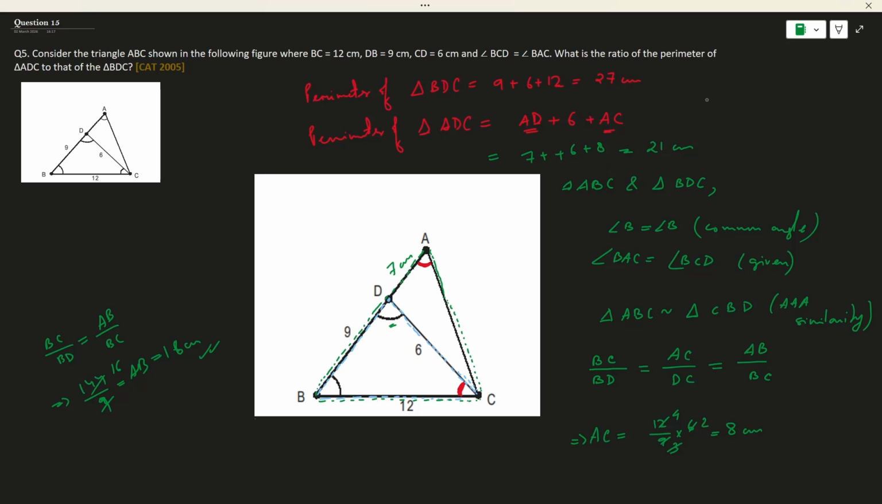21. So what is the ratio of perimeter of ADC? ADC will be 21 over 27. So 3 into 7, 3 into 9. So the required answer will be 7 is to 9. Not an easy one. Okay, I would say this is a moderate level difficulty question.